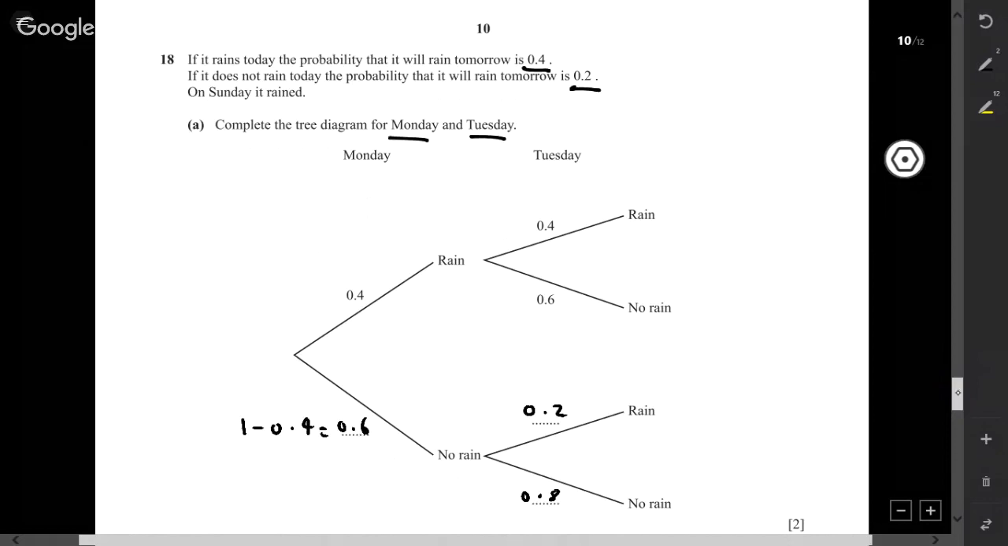Just so you know, probability always adds up to 100%. So 0.4, we know that the probability of it not raining is therefore 1 minus 0.4, 0.6. They've done this for you. We know that if it does not rain, the probability of rain tomorrow is 0.2. And then we know that this must be 0.8 because 1 minus 0.2 is 0.8.